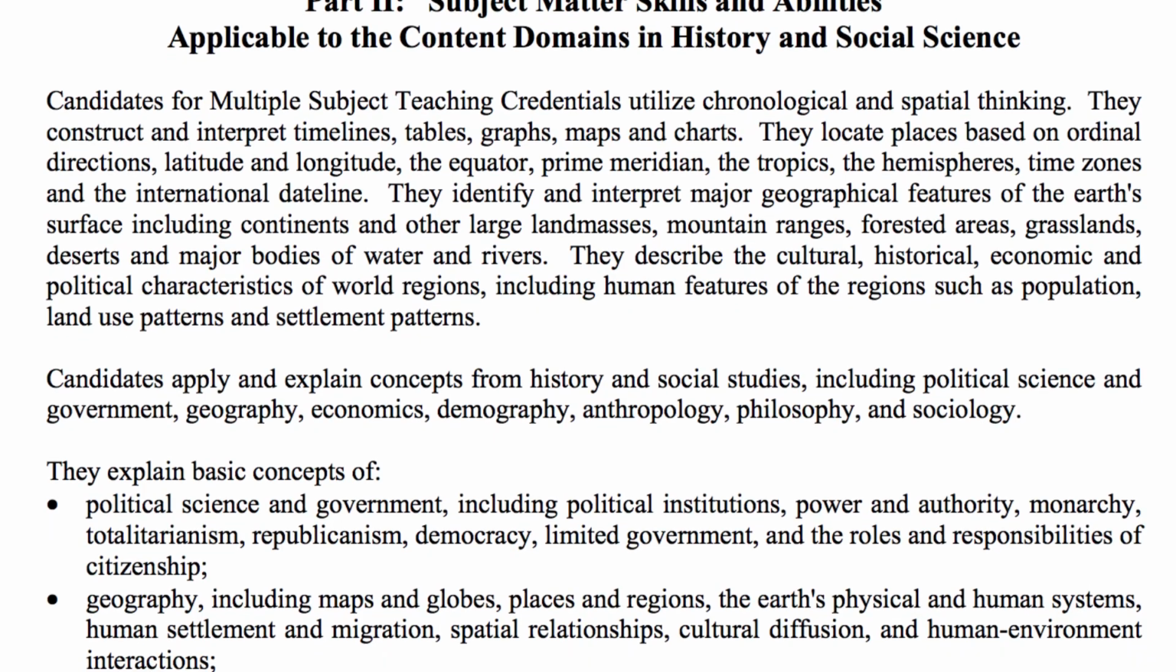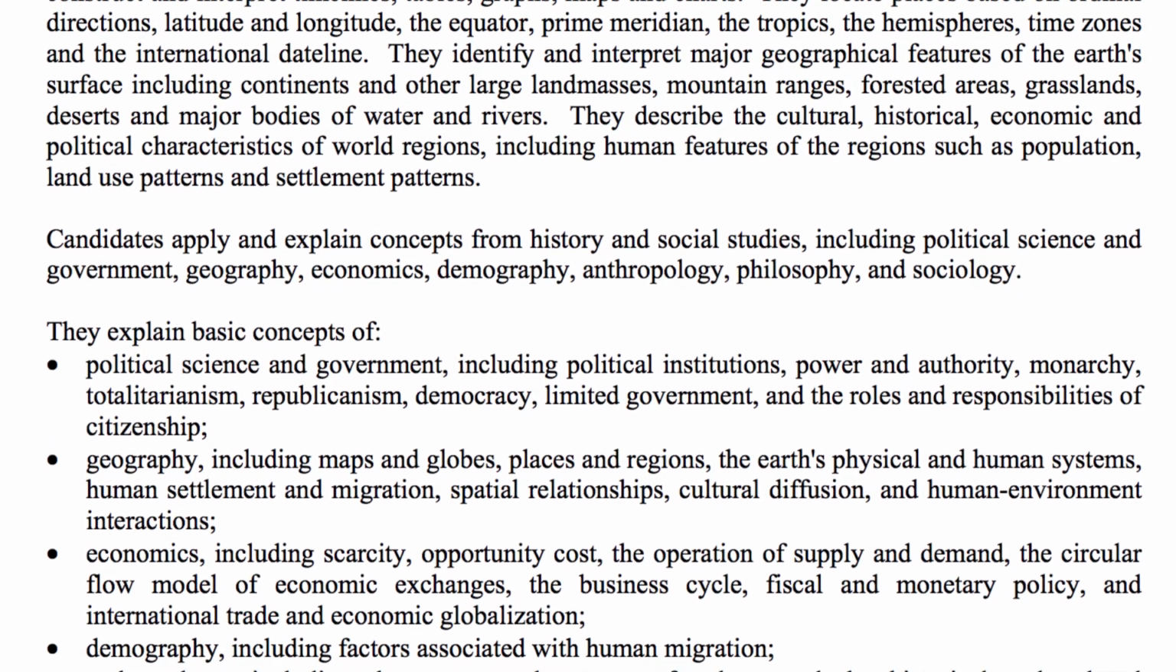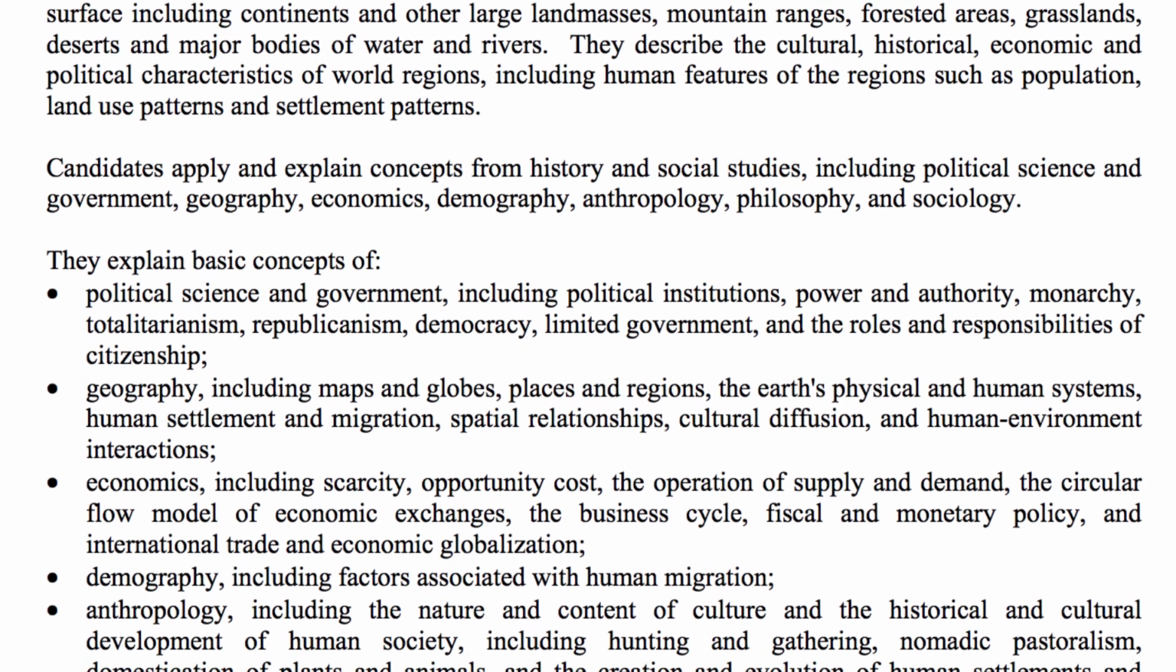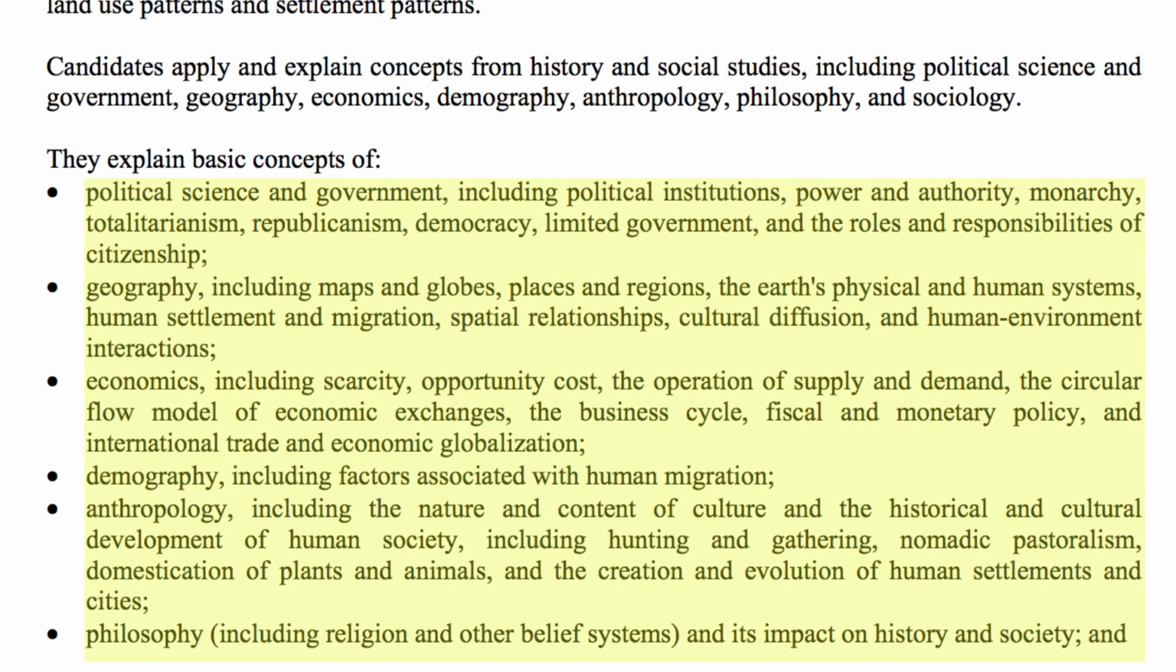But the test requirements do make a very unique provision in that just because the test will cover ancient civilizations, US history, and California history, there's a few other concepts that the test reserves the right to put on the test form. And so this list includes economic concepts like scarcity, opportunity cost, supply and demand, the business cycle, fiscal and monetary policy. For other social studies concepts, it includes things like reading a map or a globe, or understanding geographic systems like the water cycle, or the idea of cultural diffusion.